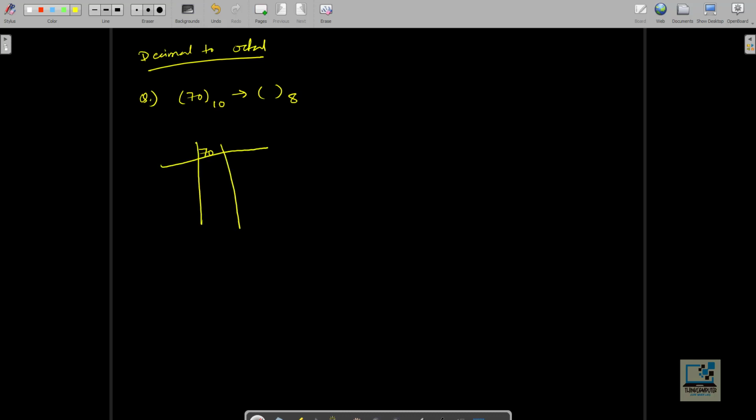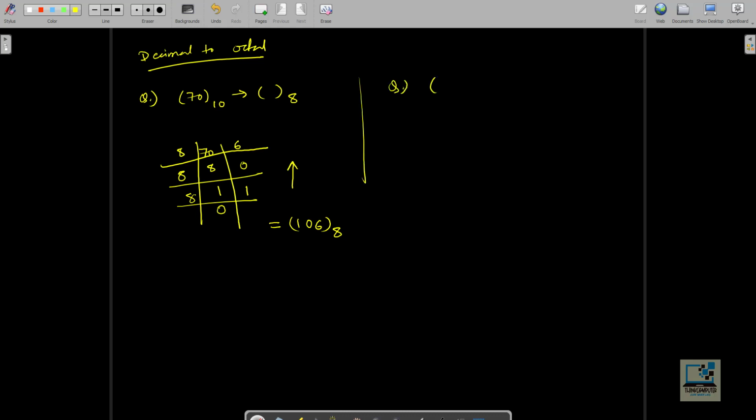So divide 70 by 8. Find the nearest multiple. 8 8s are 64, right? Nearest it's that only. So 70 minus 64, if you do, remainder is 6. Again, 8 1s are 8, remainder will be 0. Then 8 0s are 0, remainder is 1. Bottom to top, if you write the answer, that is 106 base 8. Let's take one more example.